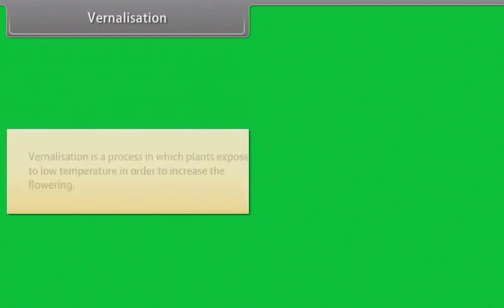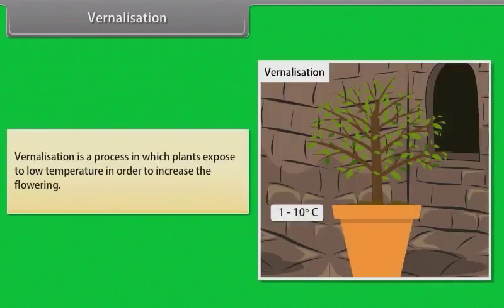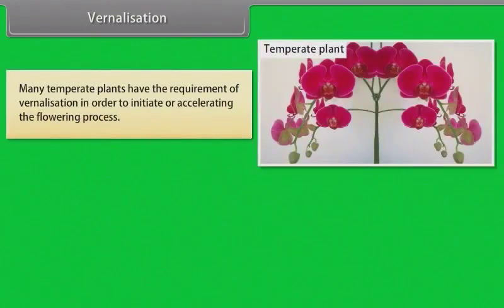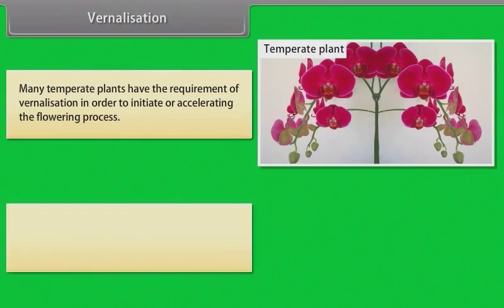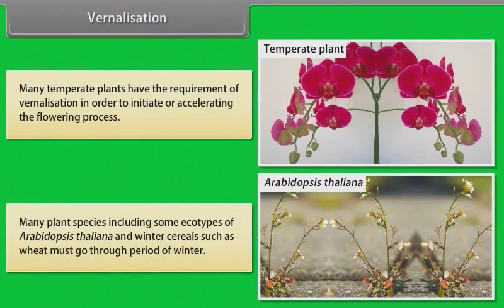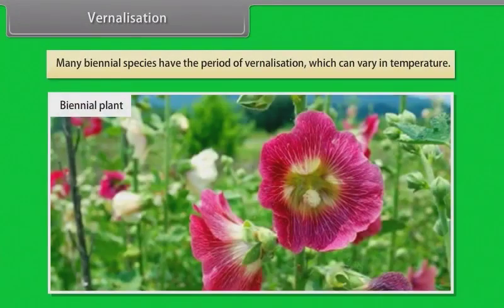Vernalization. Vernalization is a process in which plants are exposed to low temperature in order to increase flowering. Many temperate plants have the requirement of vernalization in order to initiate or accelerate the flowering process. Many plant species, including some ecotypes of Arabidopsis thaliana and winter cereals such as wheat, must go through a period of winter. Many biennial species have a period of vernalization, which can vary in temperature.